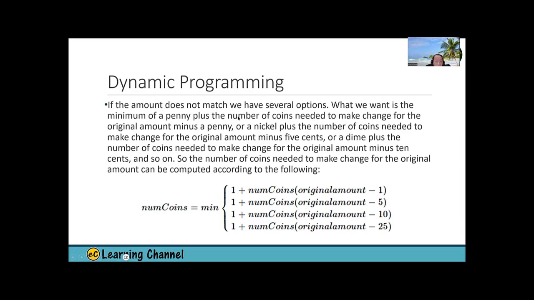So if the amount does not match our several options, well, we want the minimum number of pennies plus the number of coins. We should use the minimum number of coins, using 1 plus the value minus 1, or 5, or 10, or a quarter. So basically, your bigger case can use these different smaller cases to do it, right? Is that okay?